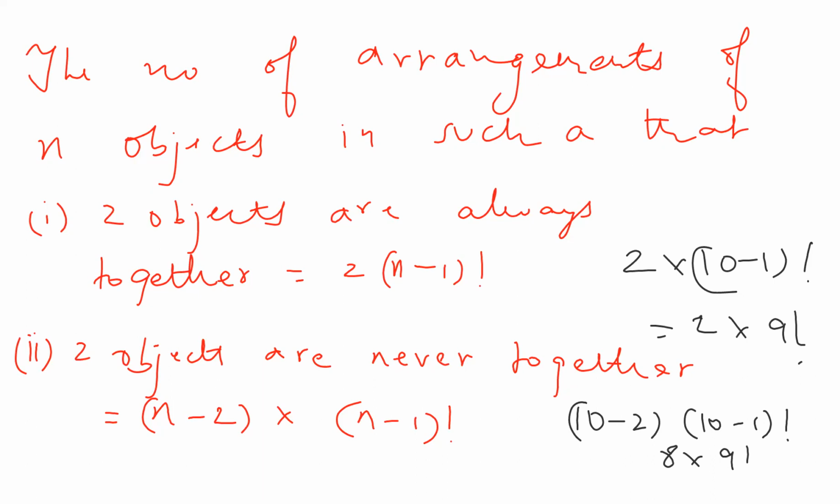Guys, you understood question number 20? And question number 21 also, you can just tell me the answer. There are 20 books in which two books are never together. So 20 minus 2 into 20 minus 1 factorial, 18 into 19 factorial. Correct. So that is the end of the cover up.